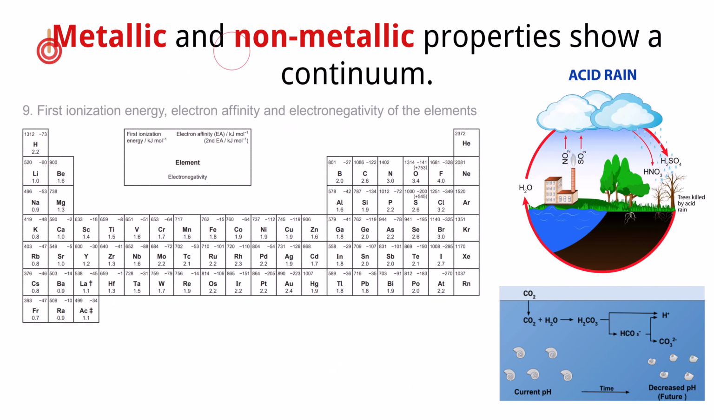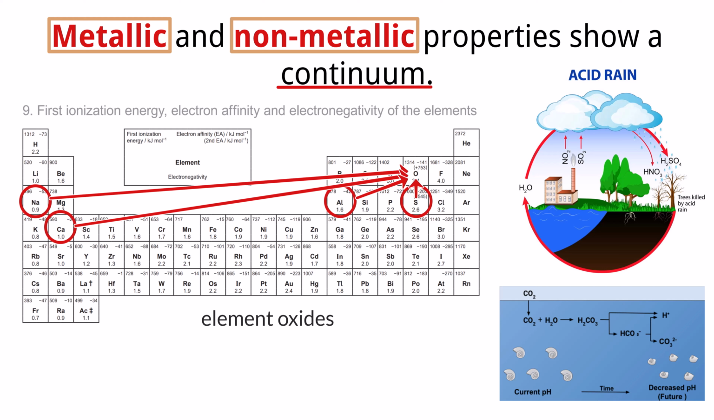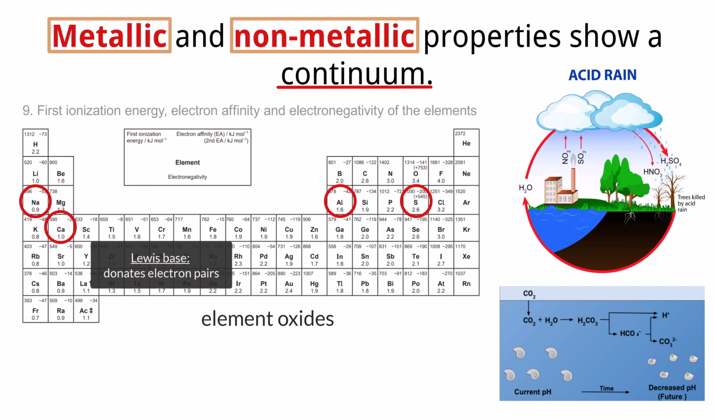The transition between metallic and nonmetallic behavior that we discussed on the last slide is not a sudden switch, but a gradual continuum across the periodic table. This spectrum is most clearly observed in the chemical nature of element oxides, which are chemical compounds formed by taking an element from the periodic table and binding it with oxygen. When we do this and create many different oxides, their property of being defined as a Lewis base, which is a molecule that donates an electron pair, versus being a Lewis acid, which is a molecule that accepts an electron pair, changes.